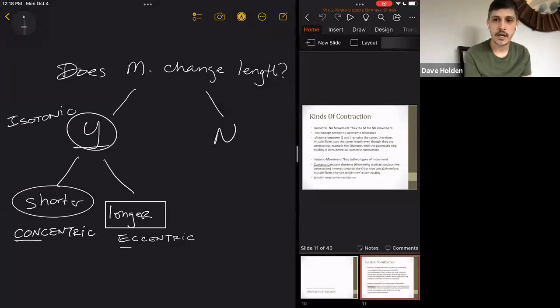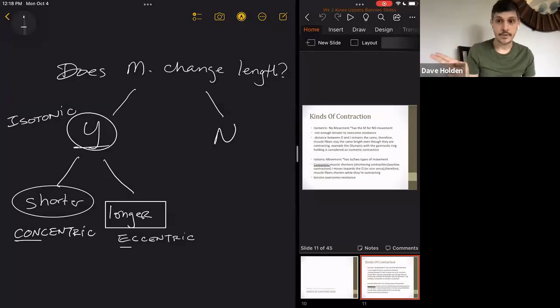An isotonic contraction. So isotonic simply means the muscle contracted and it changed its length in one way or another. If it got shorter, that is concentric. If it got longer, that is eccentric. Both of these are isotonic.